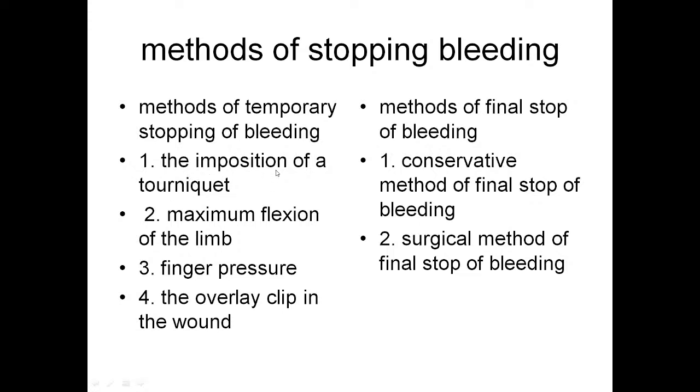The imposition of a tourniquet. Below I show you. The second method, maximum flexing of the limb. The third method, finger pressure. And the fourth method is the overall clip on the wounds. These are methods of temporary stopping of bleeding. Methods of final stop of bleeding are divided into conservative methods of final stop of the bleeding and surgical methods of final stop of the bleeding.